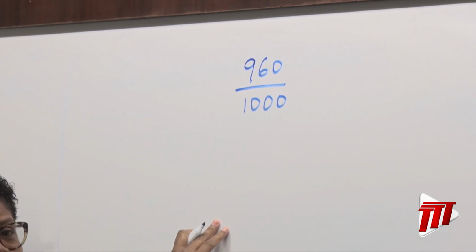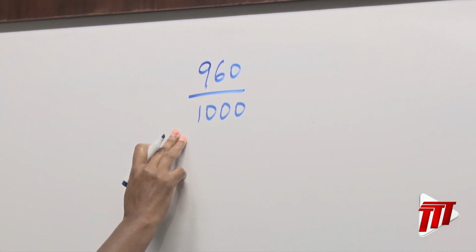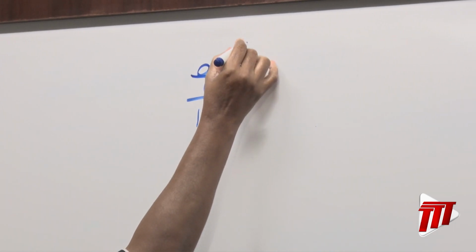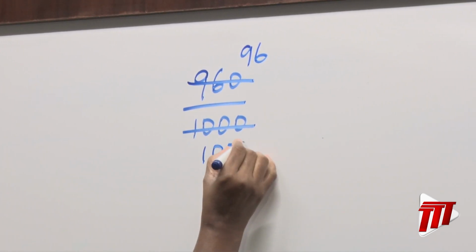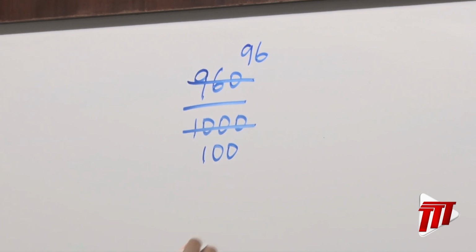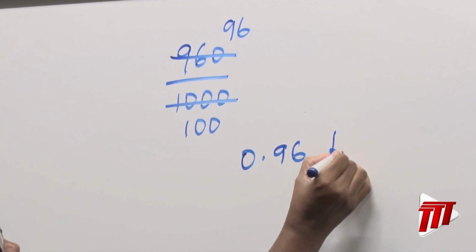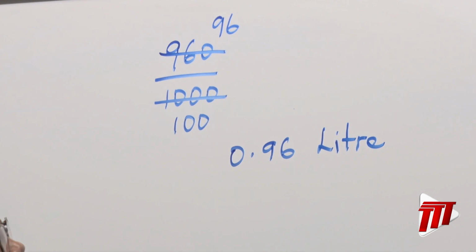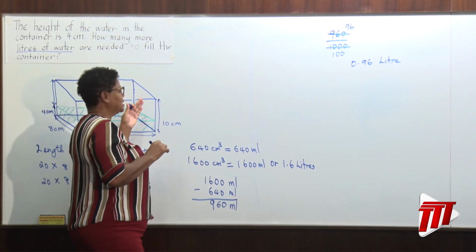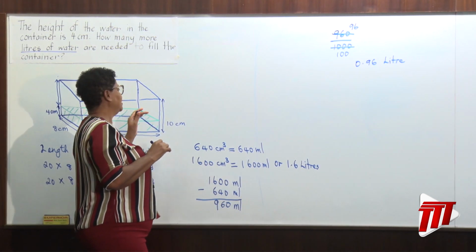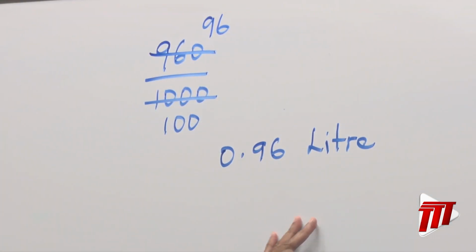So 10 is a factor that can be divided into 960, and 10 is a factor that could be divided into 1,000. 10 into 960 is 96, and 10 into 1,000 is 100. So we have here 9,600 liters. So the amount of water that is needed to completely fill the container is 9,600 liters.